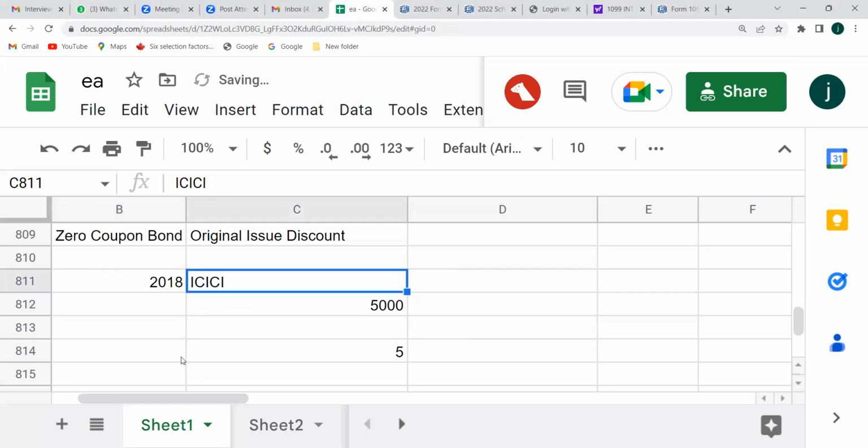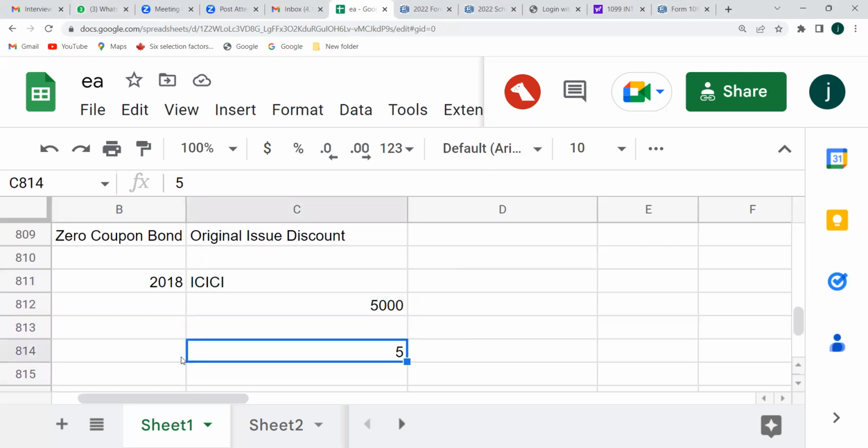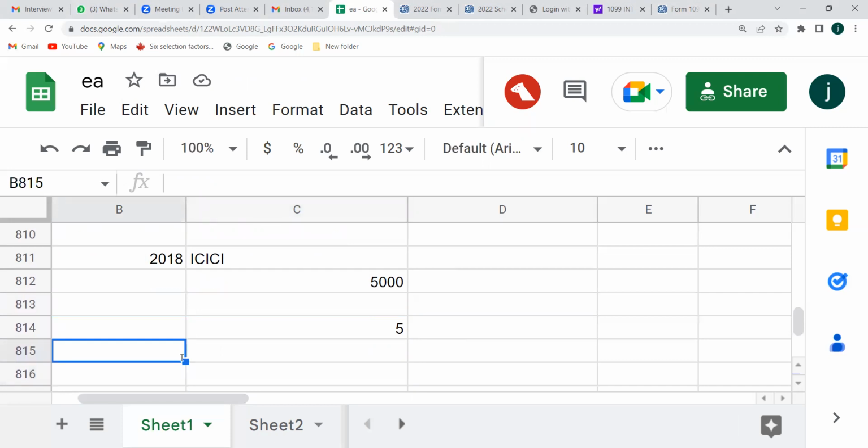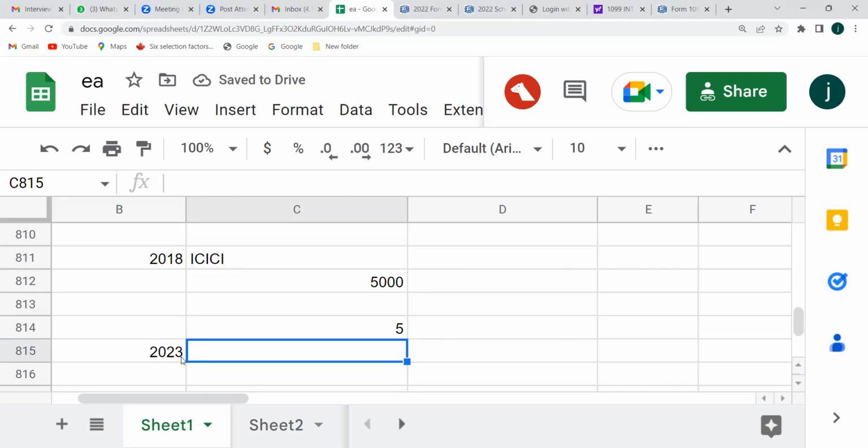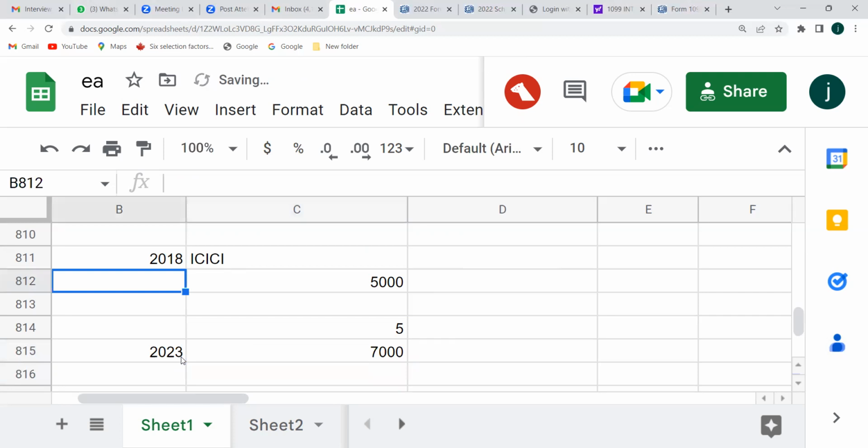ICICI Bank will not give interest every year. So what will they give? At the time of redemption, at the time of the fifth year, 2023, after completion of the 5 years, instead of 5,000, they will give 7,000. This 5,000 is the original value.